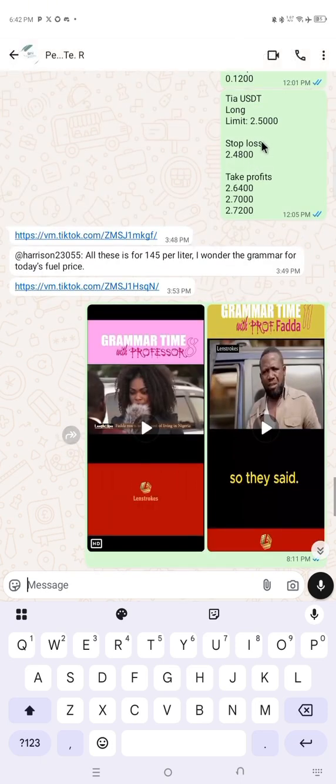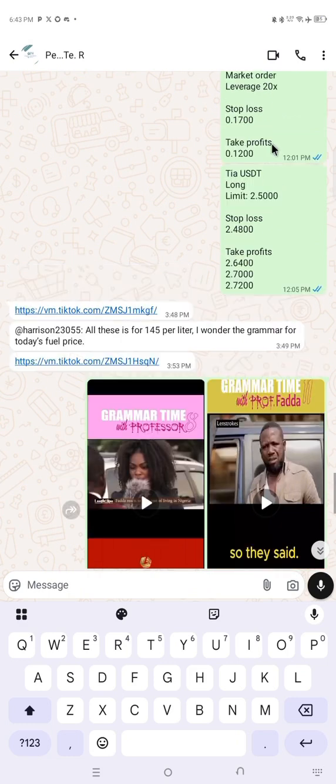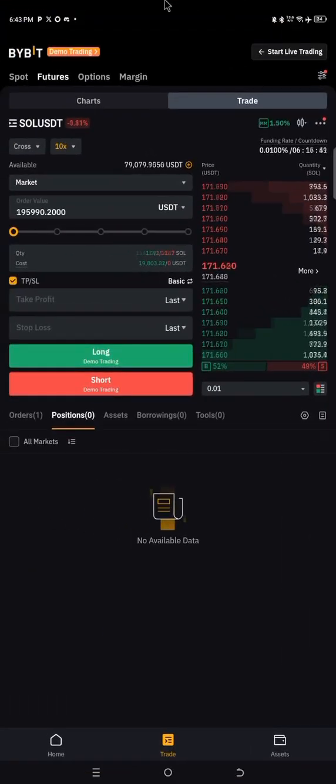You can see this signal, right? Our stop loss, 2.48. They say we should long it and we should use limit order. Stop loss, take profit. Or let's just put 2.4. So you can see, we are going to buy now. So let's look for tier USDT and see.